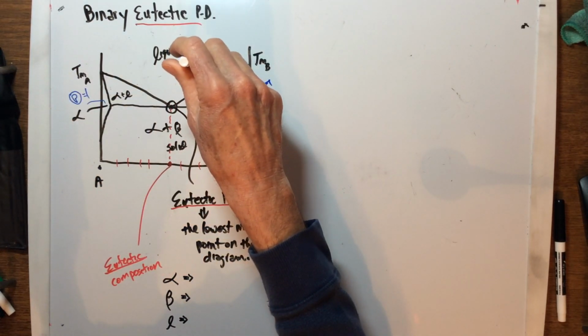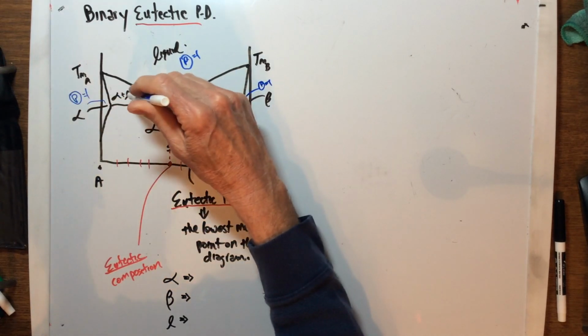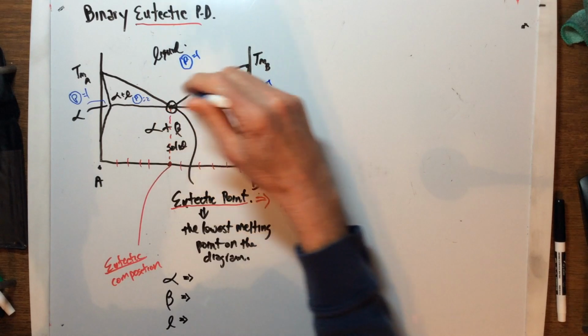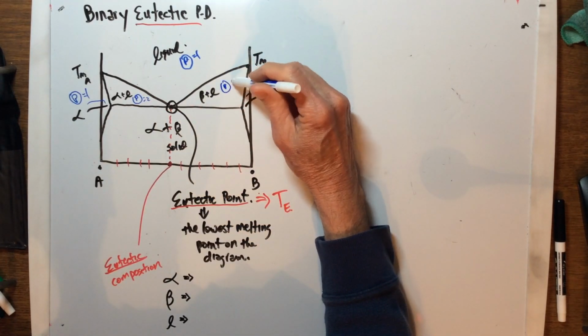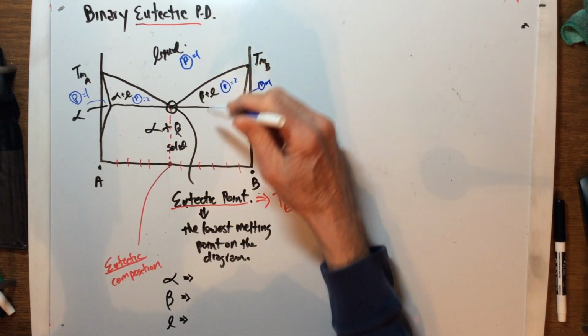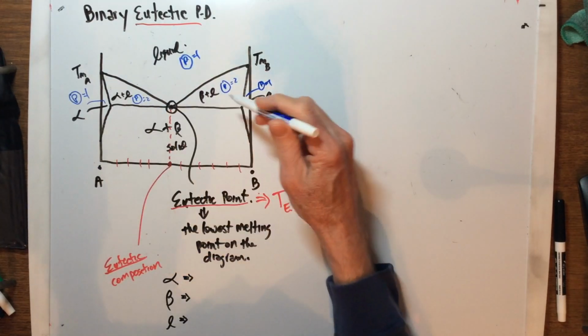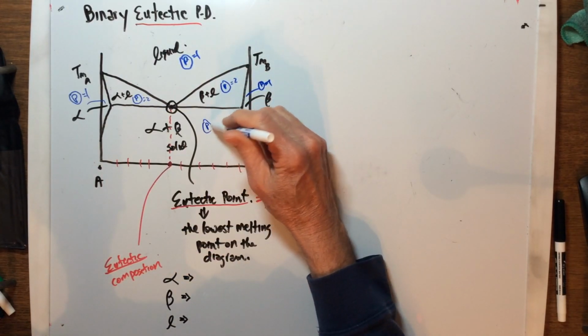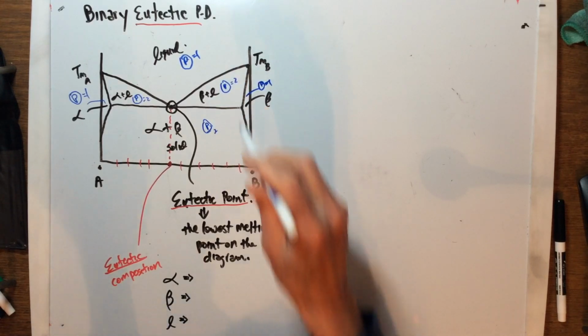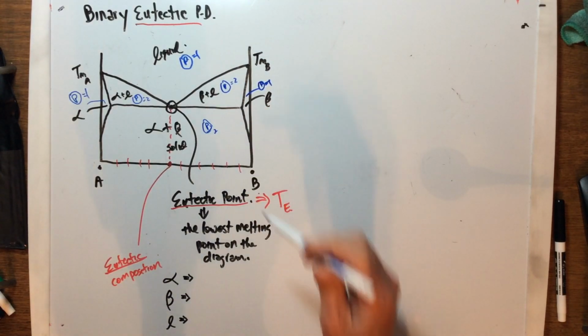So obviously between a single phase and a single phase, we have a two-phase region, of course, and then the same thing here, circle P equals 2, and then of course between this single phase and this single phase, the alpha and the beta, this is going to be a two-phase region. Now let's look at some interesting things.